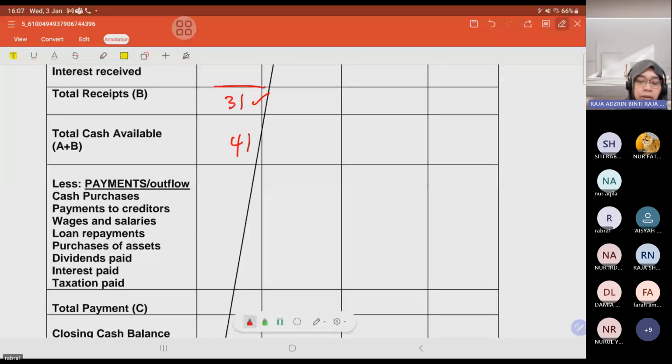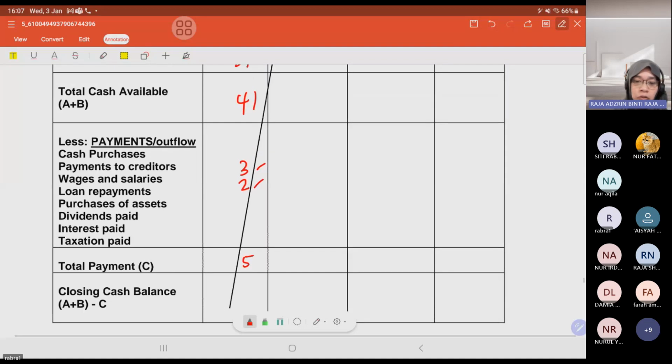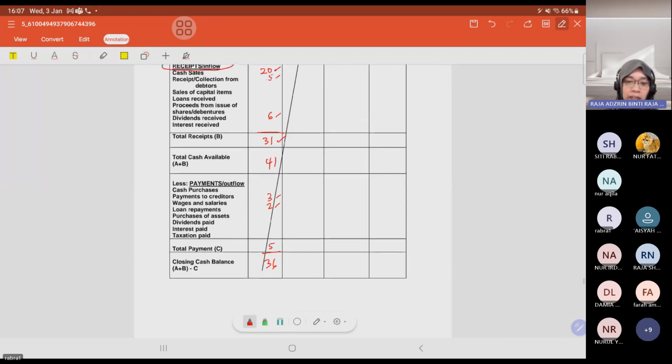Let's say you pay your creditor 3 and you pay your wages 2. Okay, so total payment is 5. So 3 plus 2 is 5. So that would be 41 minus 5. That will be 36. So that is your closing cash balance. So that's how you prepare your cash budget.